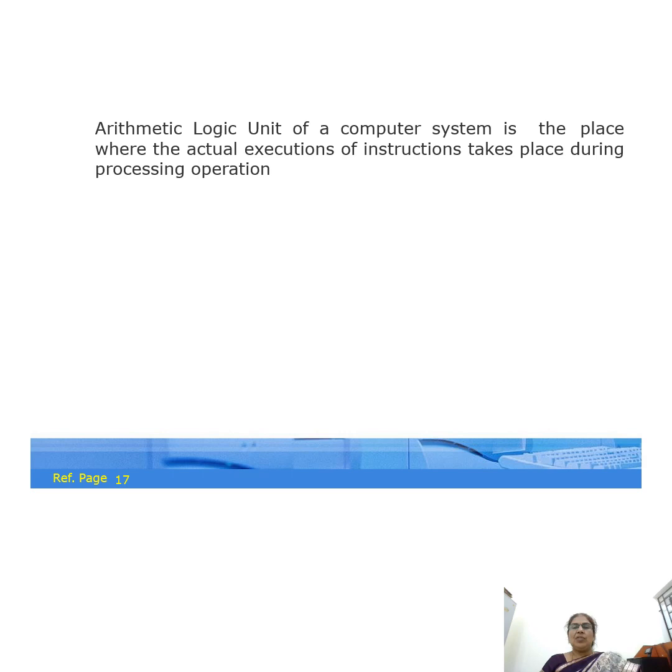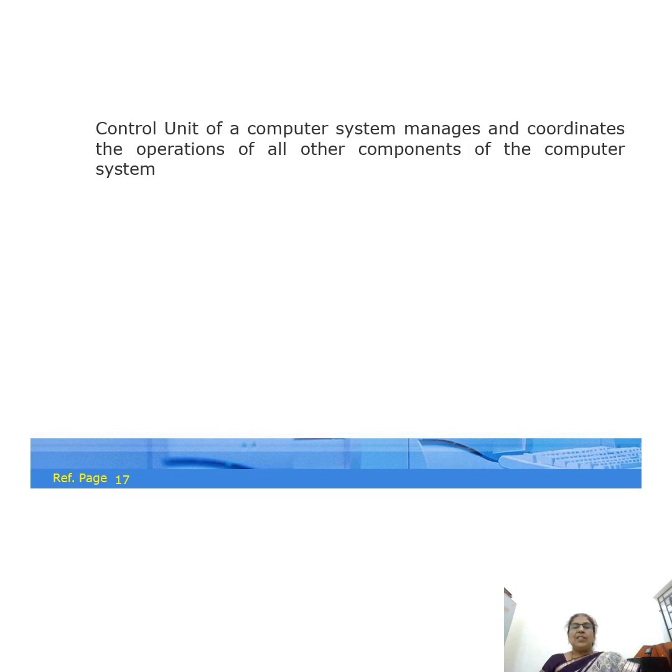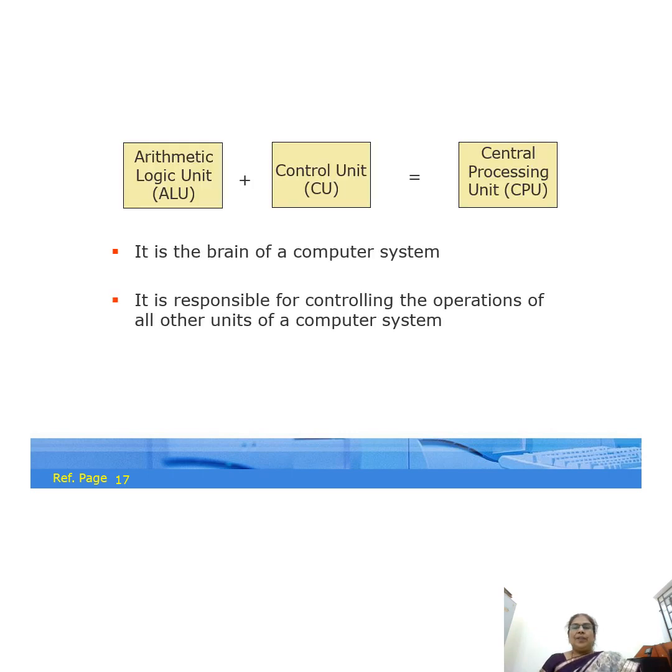Next one is the arithmetic and logic unit. The arithmetic and logic unit of a computer system is the place where the actual execution of instructions takes place during the processing operation. Next one is the control unit. The control unit of a computer system manages and coordinates the operations of all other components of the computer system. The arithmetic and logic unit and the control unit combined together are placed in the central processing unit. The CPU is the brain of the computer system. It is responsible for controlling the operations of all other units of a computer system.